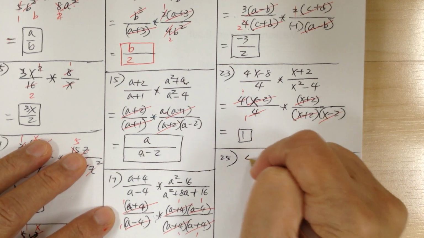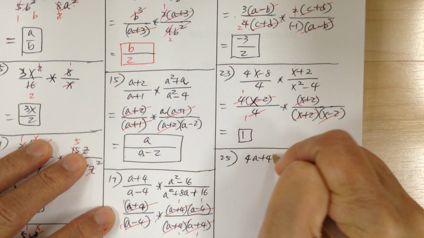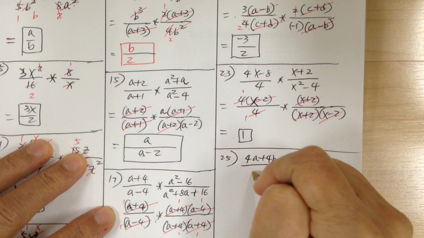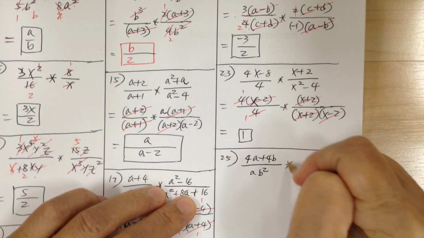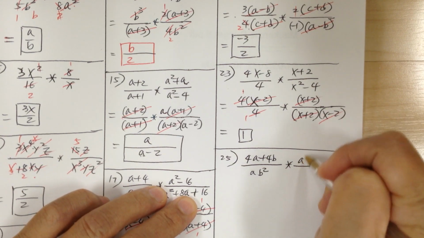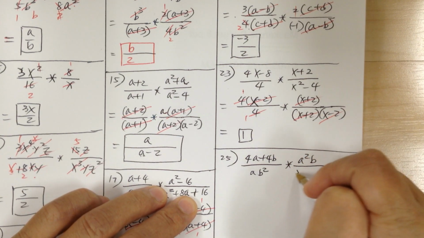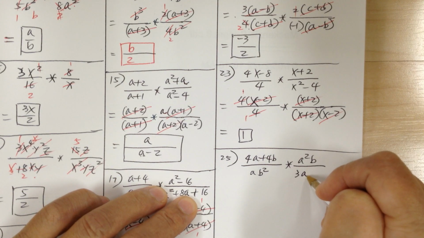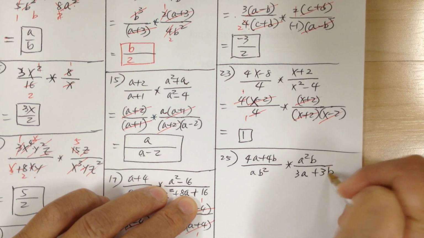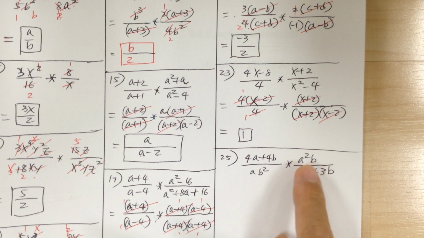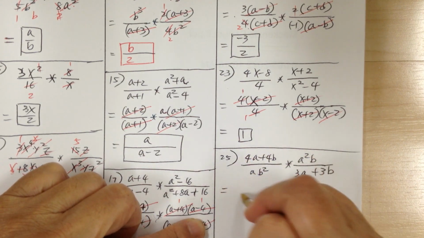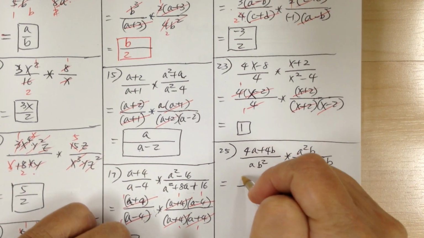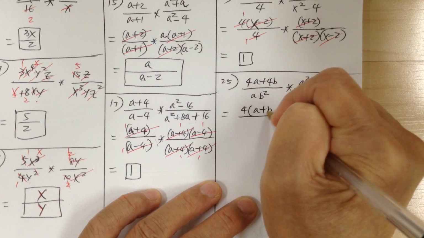Okay, 25. You have 4a plus 4b over ab squared. Now it's a division, so I'm going to change it into multiplication and take the reciprocal. Again, don't waste time copying the problem exactly the same. I'm just going to change the division to multiplication already and flip this upside down. Then after that, I'm going to factor everything. This one I can factor out a 4, so it's got a plus b.